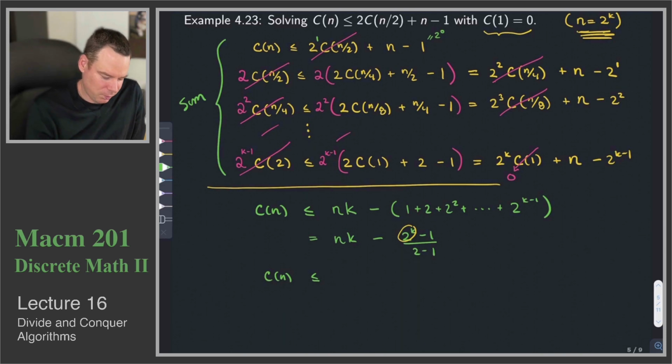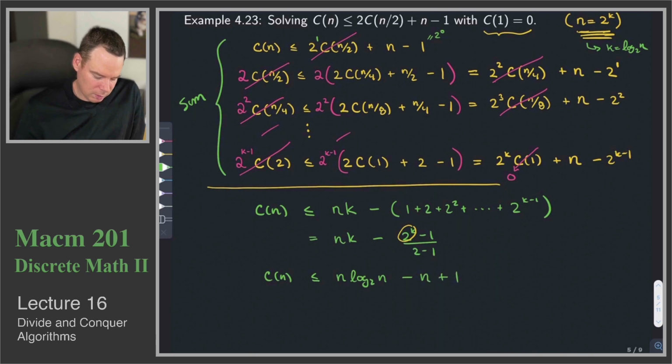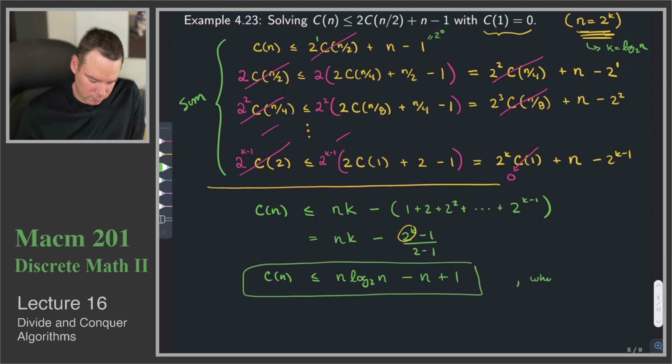Well, what is k? Again, we'll look at the top right corner. If n is equal to 2 to the k, then k is equal to log base 2 of n. So what I have here is n log base 2 of n minus n plus 1. And so there we go. This was where k was equal to log base 2 of n. So what we found is that in the worst case, the number of comparisons made for sorting an array of length n is n times log base 2 of n minus n plus 1.